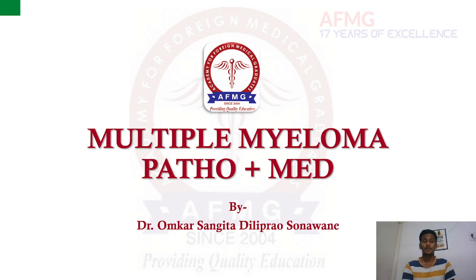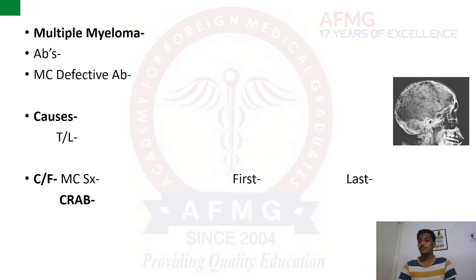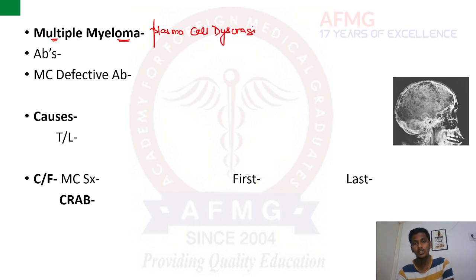Let's discuss this topic in detail. If I talk about multiple myeloma, guys, please remember "oma" means it is some tumor or malignancy, right? So multiple myeloma is a plasma cell dyscrasia. Please remember, multiple myeloma is usually a plasma cell dyscrasia, or we can call it a plasma cell malignancy.